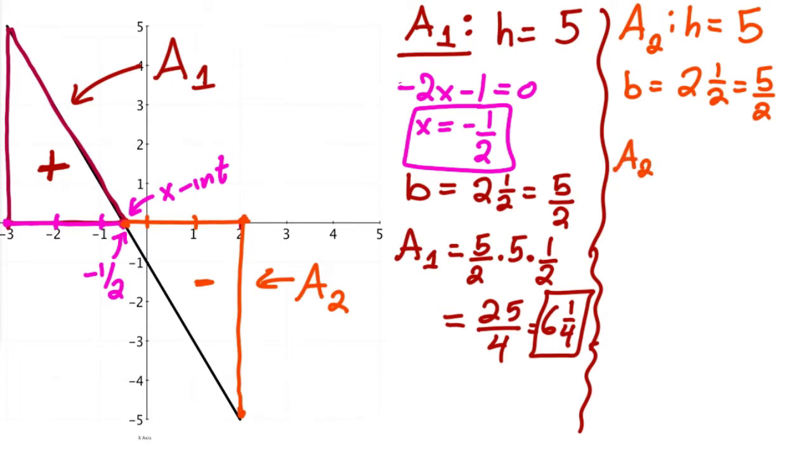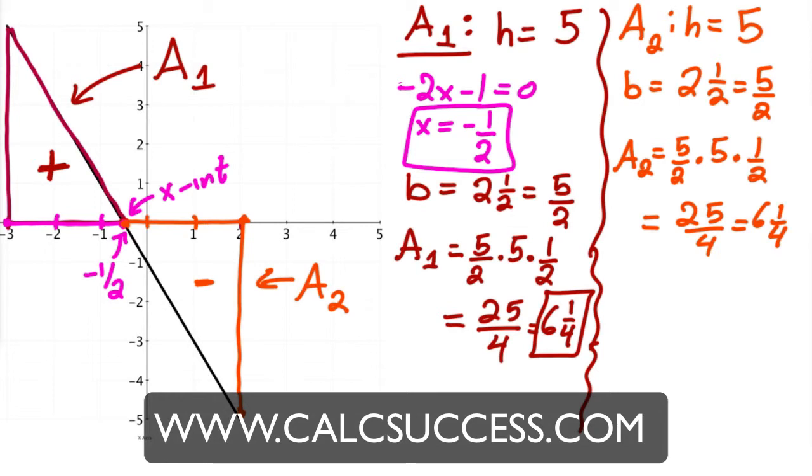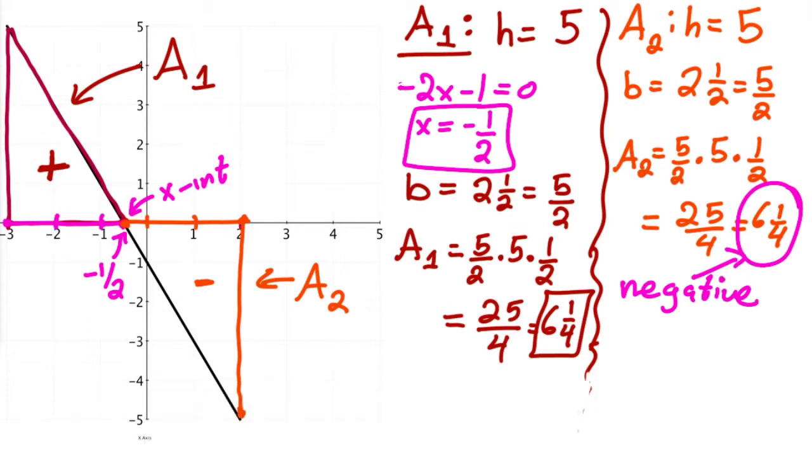So the area of the second triangle is going to be the base, which is 5/2, times the height, which is 5, times 1/2. So this is also 25/4, or 6 1/4. Aha! But remember, this one we said is going to be negative area. So notice what happens when you calculate the full area. Let me erase this little guy right here.